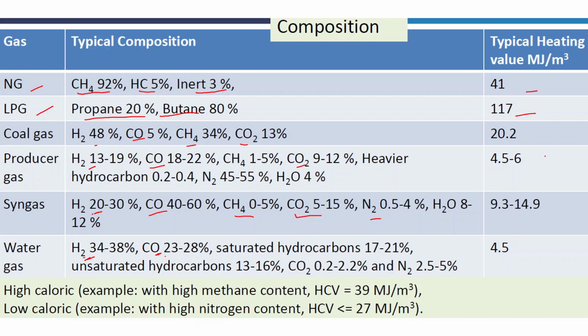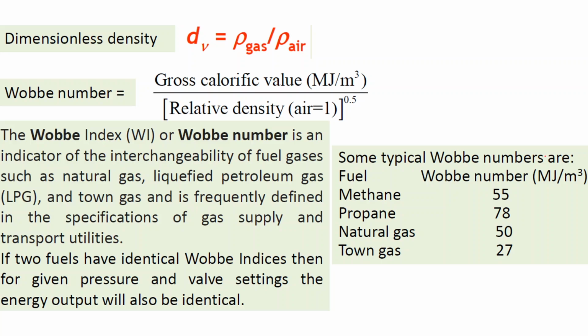Coming on to some of the properties of these gaseous fuels. The first one is density. As we all know, density is mass upon volume. But here we are talking about the relative density, that is the dimensionless density. As we are talking about gaseous fuels, we take it in relation to the density of air, so the density of our gaseous fuel with respect to the density of air.